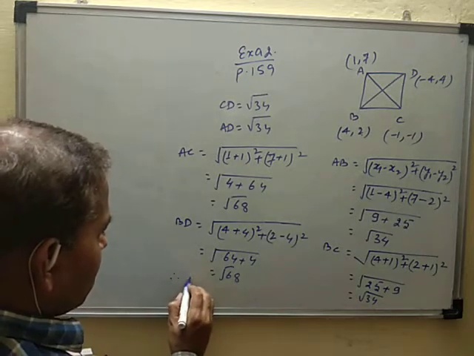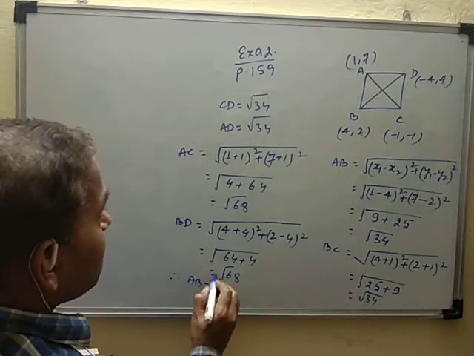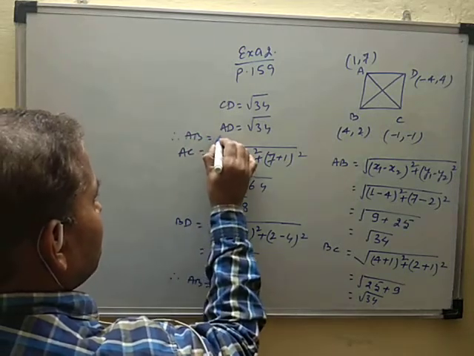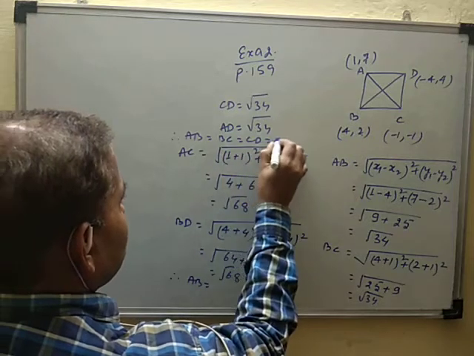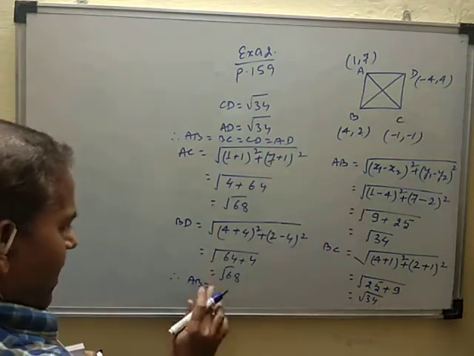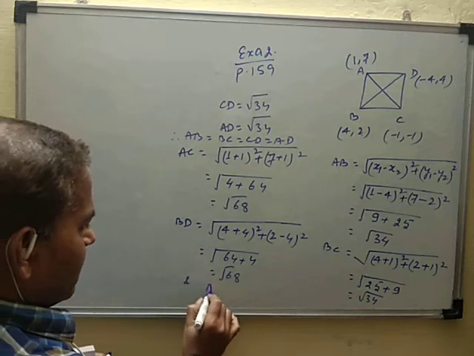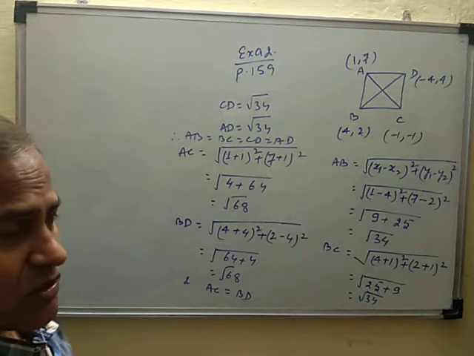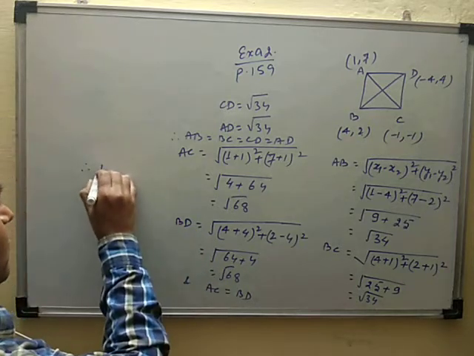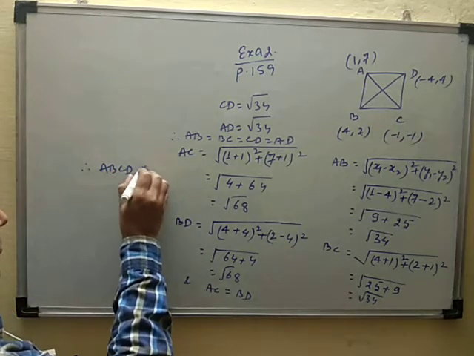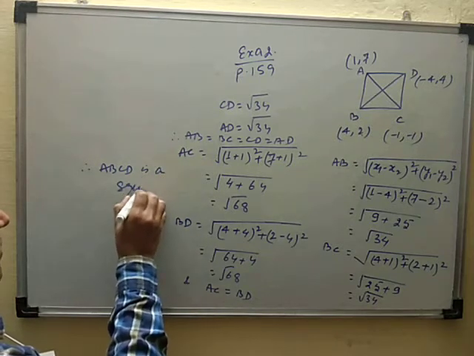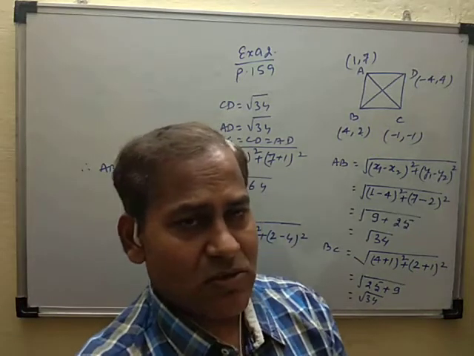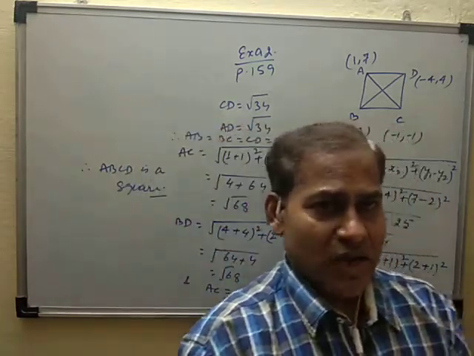So therefore AB is equal to BC is equal to CD and is equal to AD, and diagonal AC is equal to BD. Therefore ABCD is a square. So now for a square it is understood that all sides are equal and diagonals are equal.